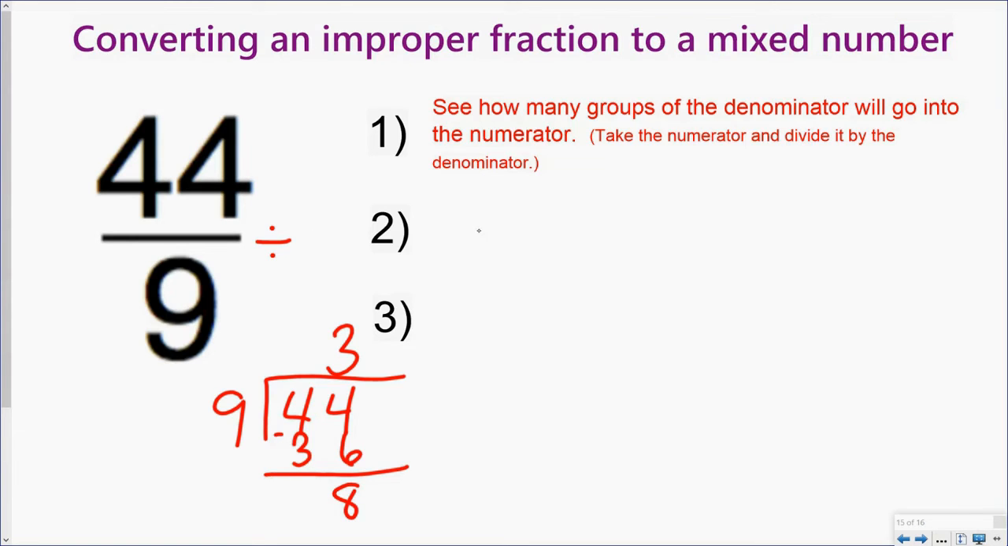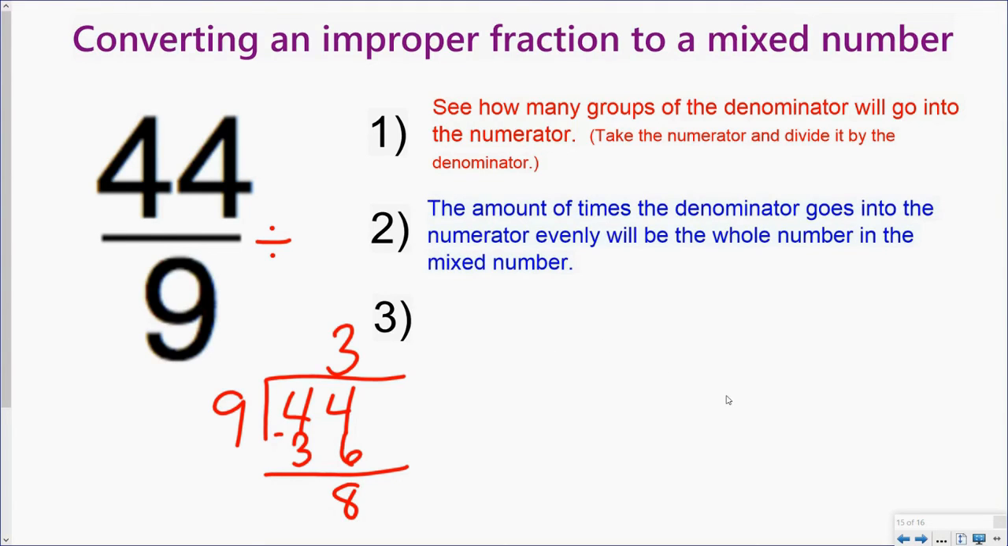So my next step here is the amount of times the denominator goes into the numerator evenly will be the whole number in my mixed number. So when I look at the problem I just did, the amount of times that it goes in there evenly is this 3. So it says my whole number is going to be this 3 right here.